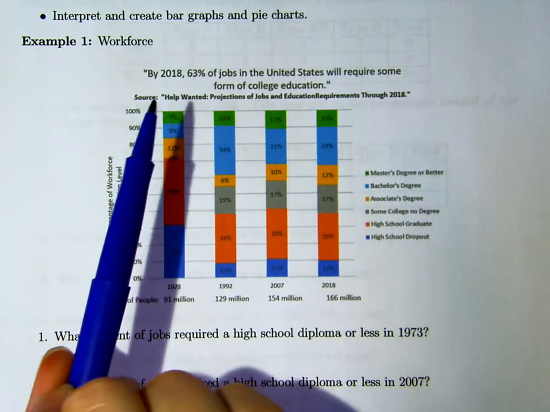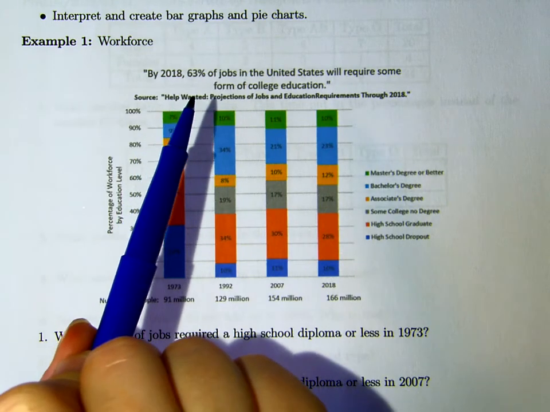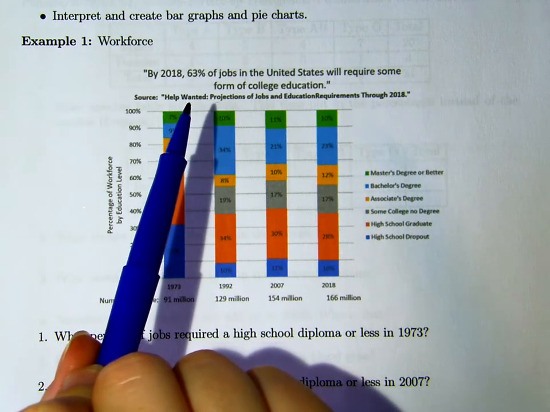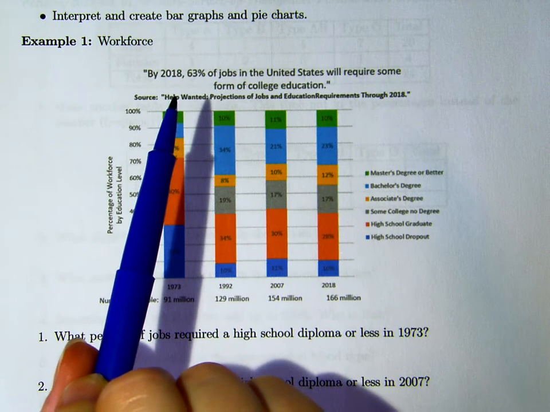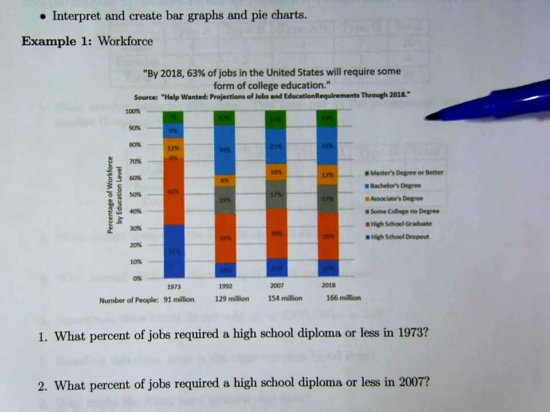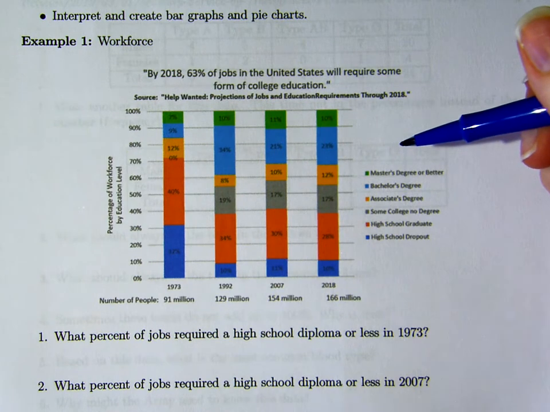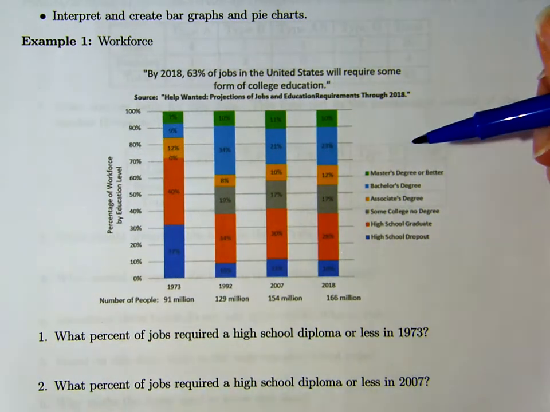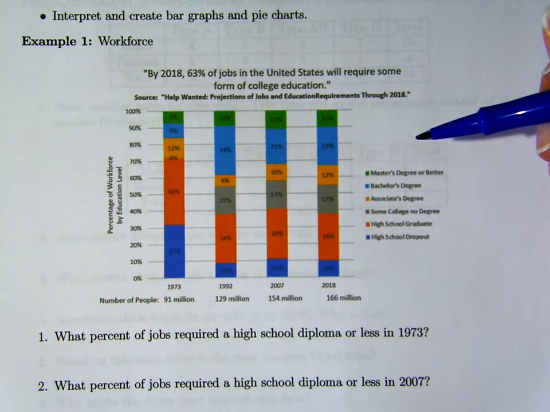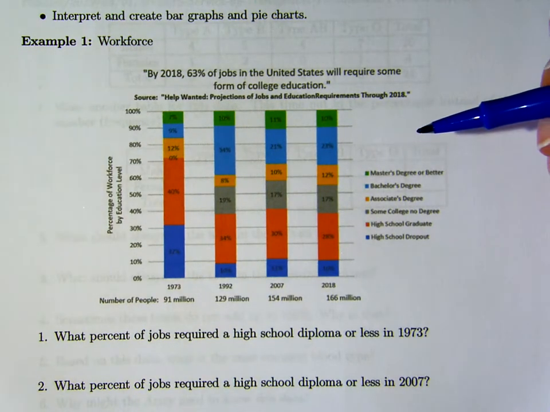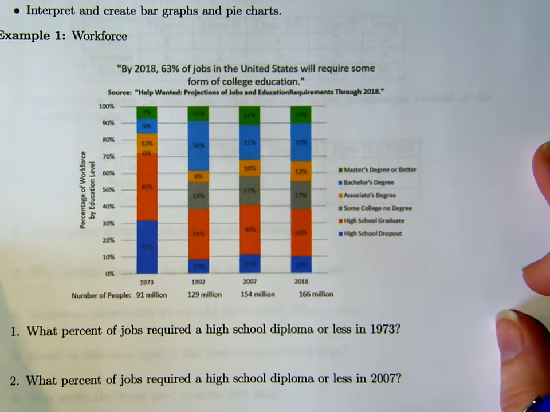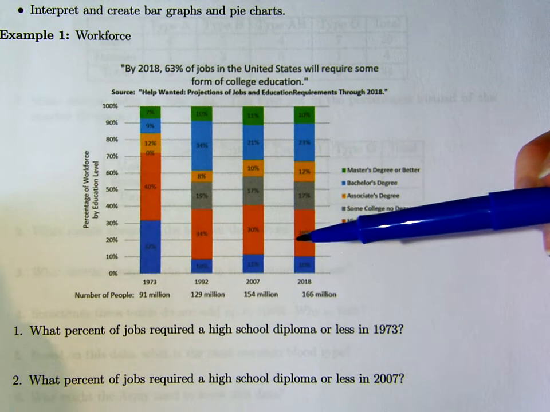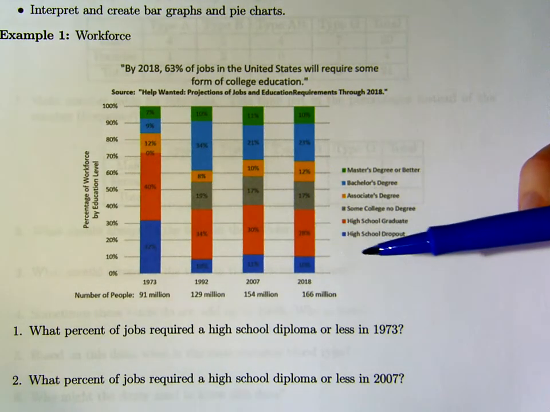But in it, they made the claim by 2018, 63% of jobs in the United States will require some form of college education. And I remember this being a pretty big deal because a lot of people were then being told, like, hey, push college or push some sort of higher credential. And there was a lot of pushback, like, why would we do that? I mean, not everybody should need to go to college, which is actually true. But they were making data-informed decisions, and so let's do that too.